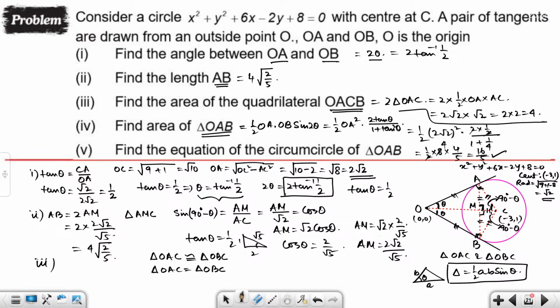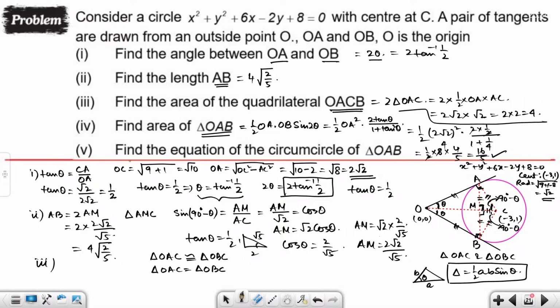Is it clear? Simple application of trigonometry and coordinate geometry. Here, I think coordinate geometry is less, and plane geometry and trigonometry is more. So always try to do sums in that way. It will make the sum interesting, and you will also feel very good while solving this problem.